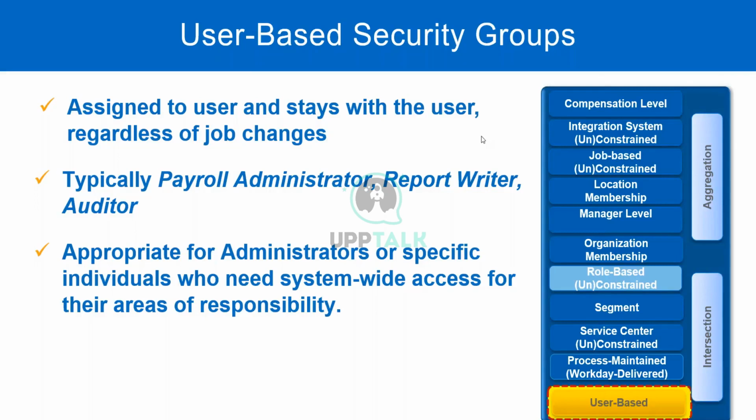Are we correct to say that a manager has access only to the organization where they have the role? But an administrator, like a payroll admin, a report writer, a security administrator, an auditor, a benefits administrator, these people will have system-wide access. They will have access to all the organizations, all the workers across the organization, because it is an unconstrained kind of security group.